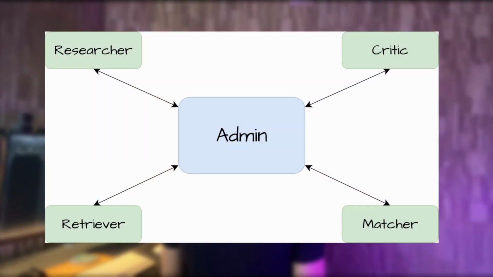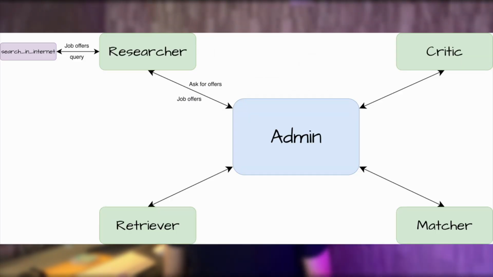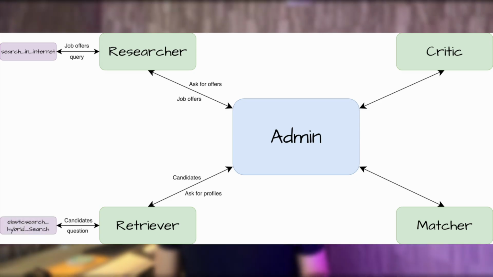So, with the tool's information clear, now we can understand the agents better. Let's explain what each of them will do. The admin agent will interact with the other agents and tools to ensure that the tasks are executed in a logical order and efficiently. The researcher agent will use the Searching Internet tool to look for job offers related to the software industry. The retriever, like the researcher agent, will use the Elasticsearch Hybrid Search tool to retrieve Elasticsearch results.